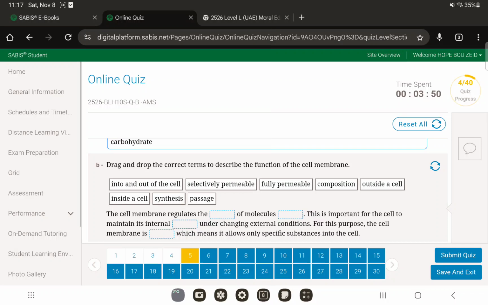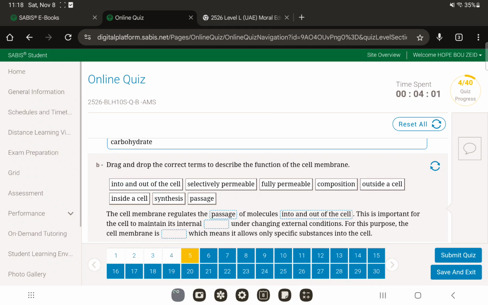Next. Drag and drop the correct terms. Okay. The cell membrane regulates the passage of molecules into and out of the cell. This is important for the cell to maintain its internal composition under changing external conditions. For this purpose, the cell membrane is blank, which means selectively permeable.